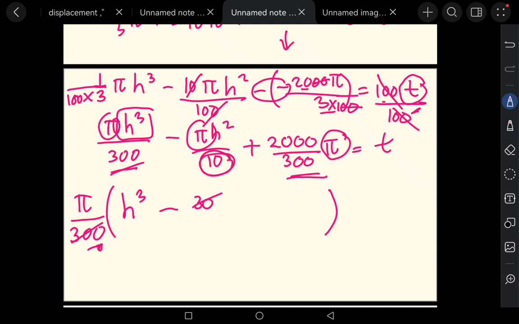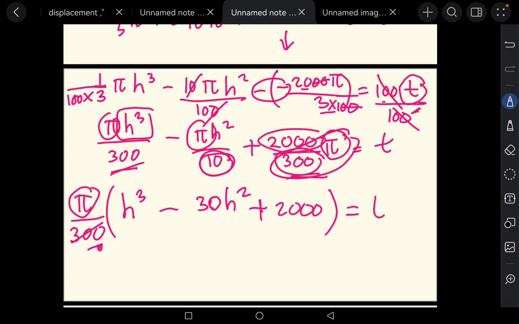That's 10. So 30 pi h square. I took the pi here, so I don't have to write the pi here. Only 30 h square. And plus you take out this part, so left only 2000. That's t.